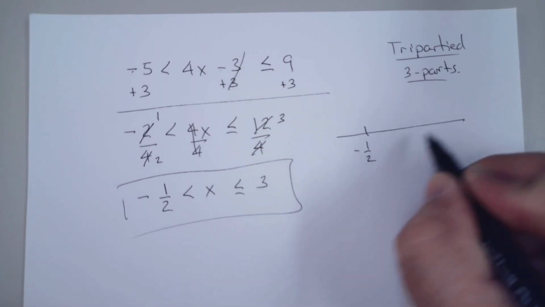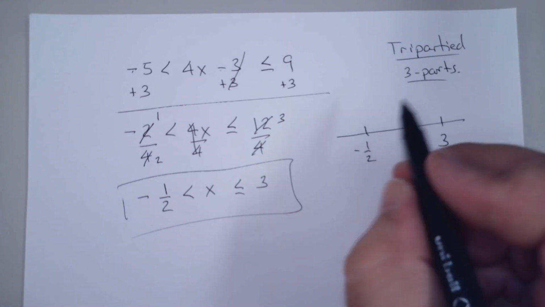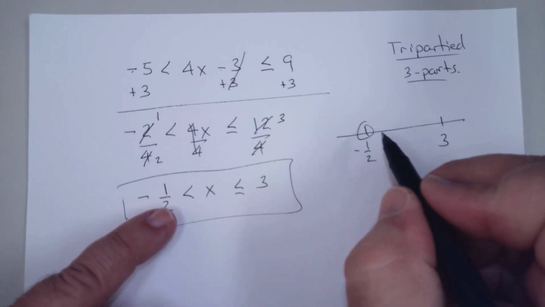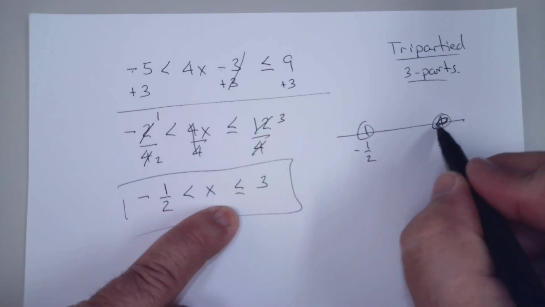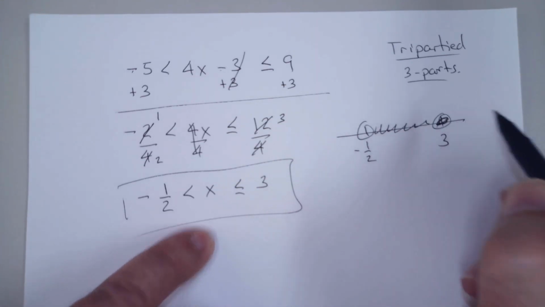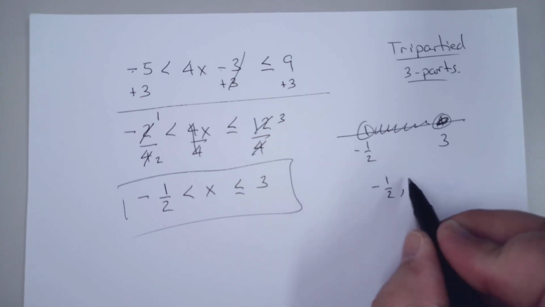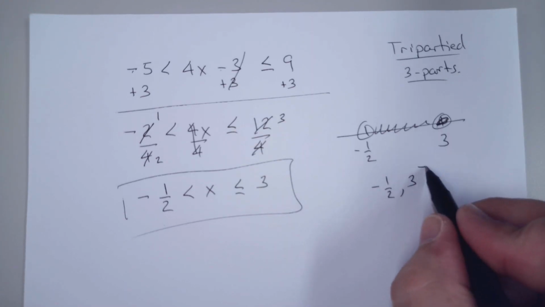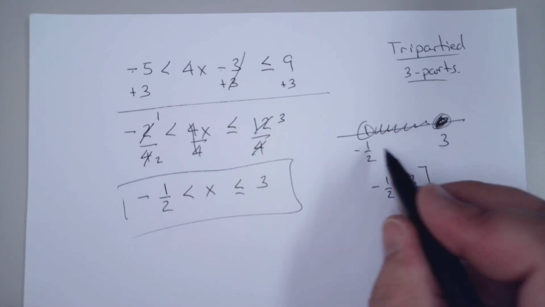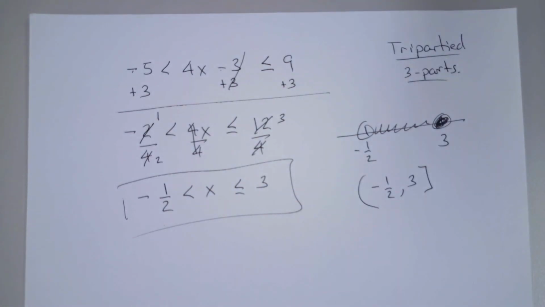So negative 1/2, 3. That's an open, that's a closed, and x is between there. So look at the endpoints. That's a bracket because it's solid, and that's a parenthesis.